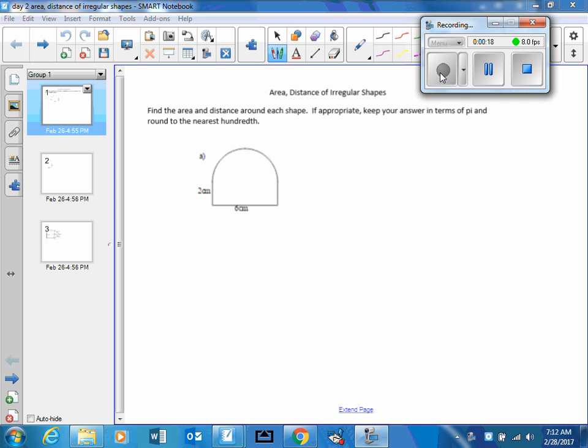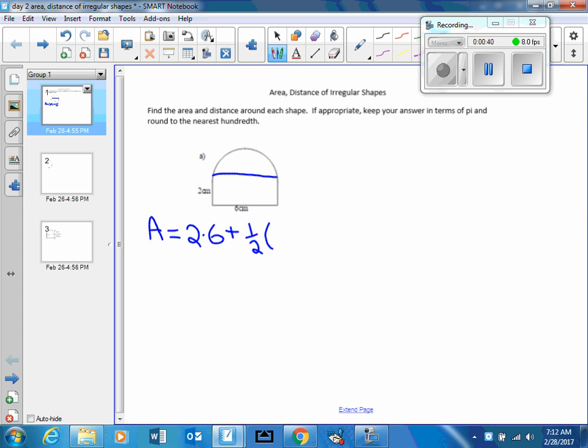So looking at our first shape, this shape can be divided into a rectangle on the bottom and a semicircle on the top. So let's talk about finding the area first. To find the area, I can find the area of the bottom rectangle by doing 2 times 6. And then I would add to that half the area of the circle, which would be 1/2 times pi times the radius of the circle squared. The diameter of the circle is 6, so the radius would be half of 6, which would be 3.